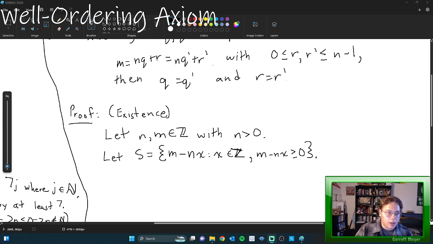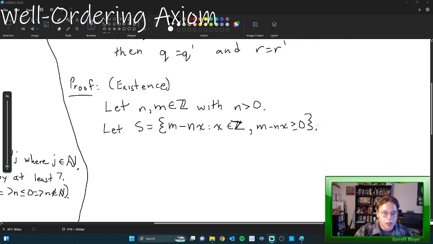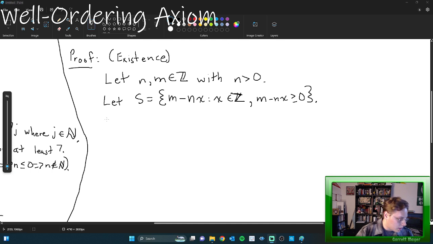So like m minus nx, it's m minus n times some integer, and it gives us some remainder, basically. So these are a set of candidates for r. Now, the first thing that we want to do is show that S is a non-empty set.